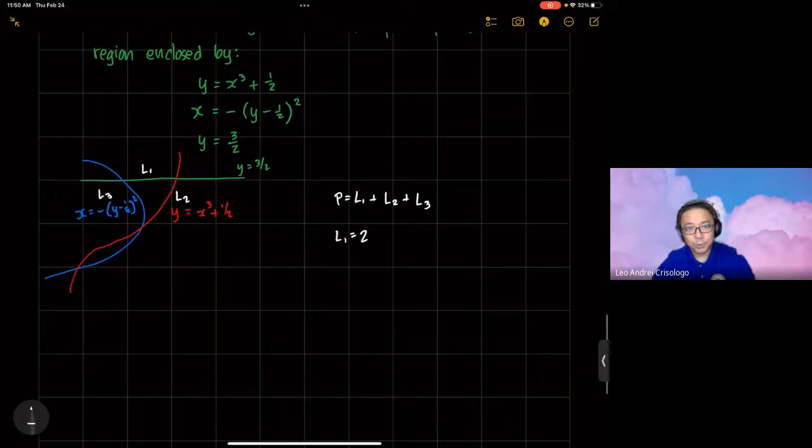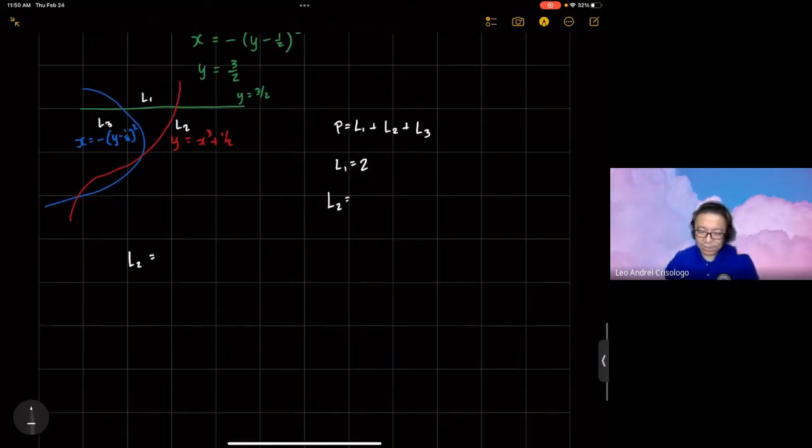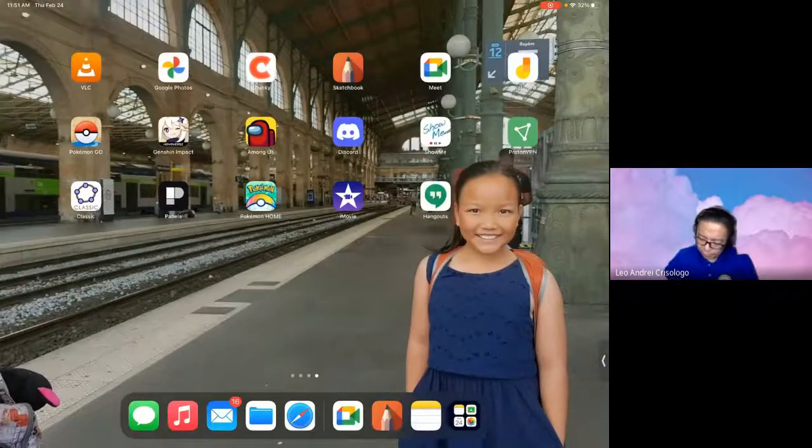So L1 equals 2. That's it. The second length, ito natin i-compute, is a function of x. So pag nag-set up tayo ng integral, it will be dx. Ano yung ating range? Ano yung ating limits of integration?